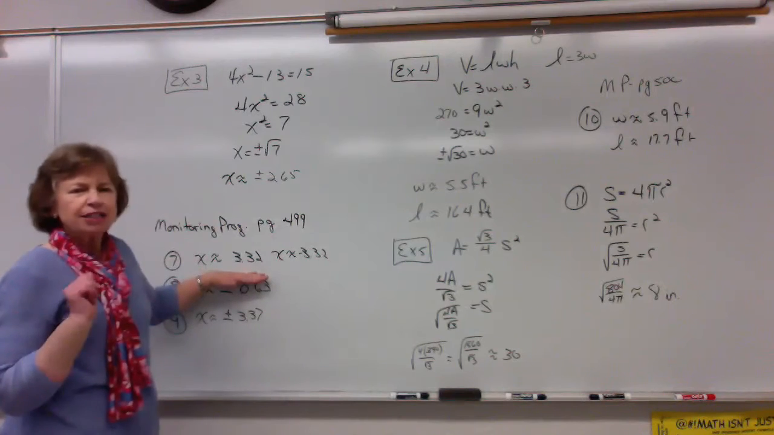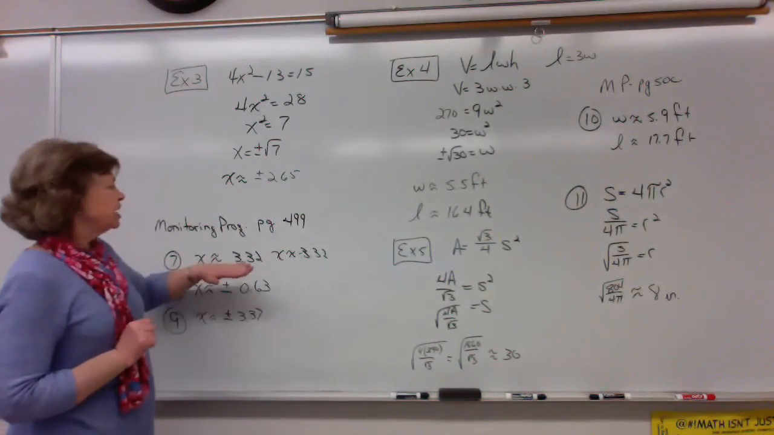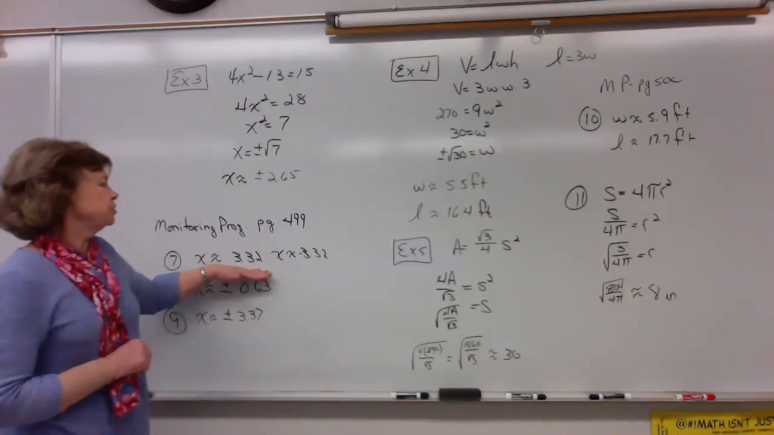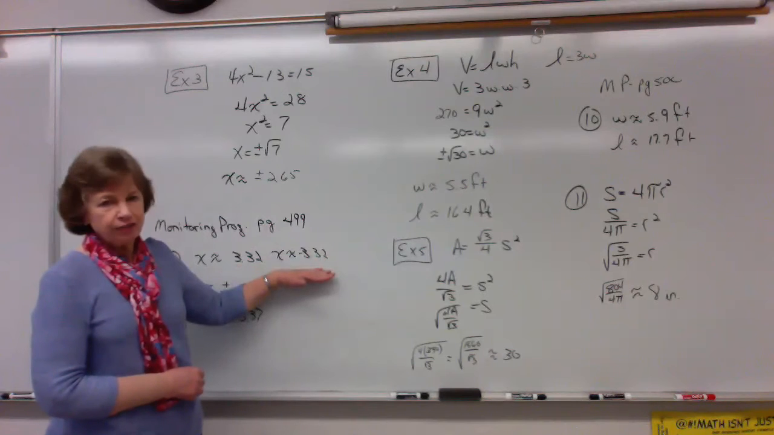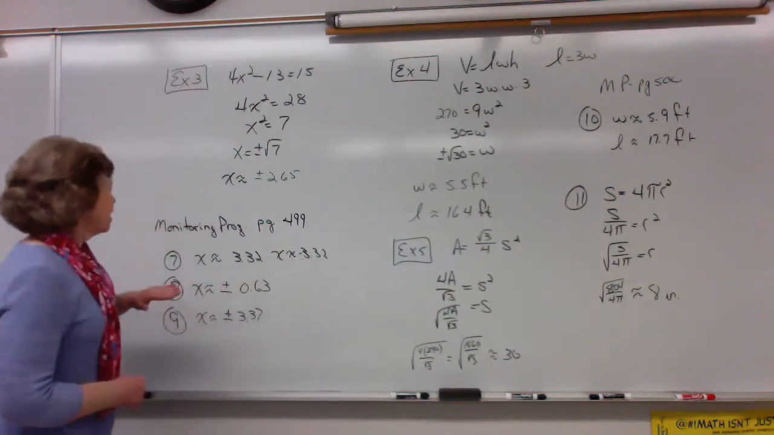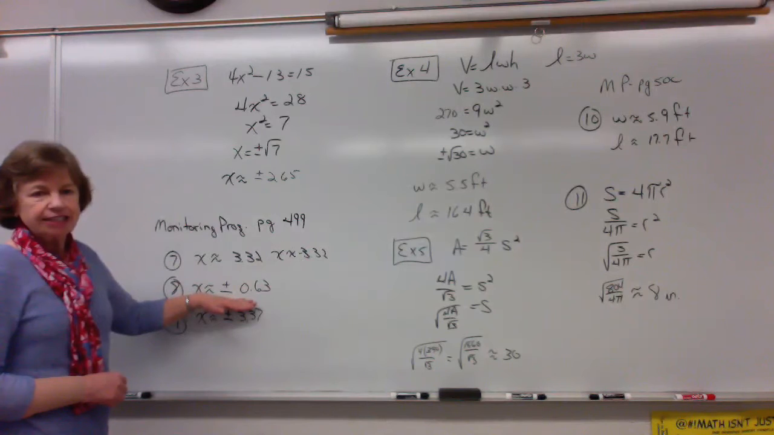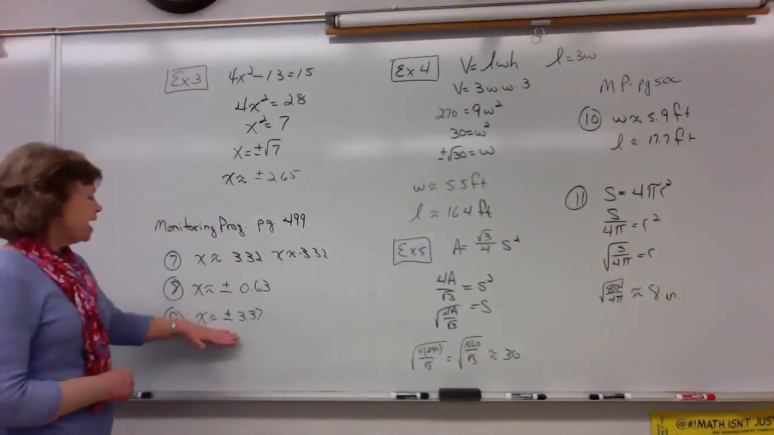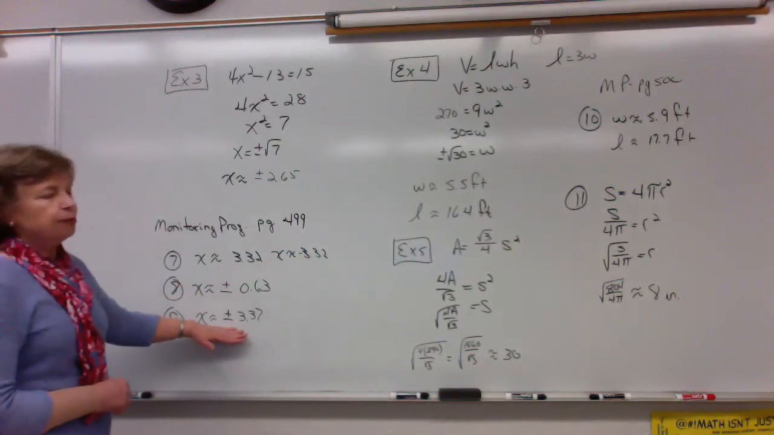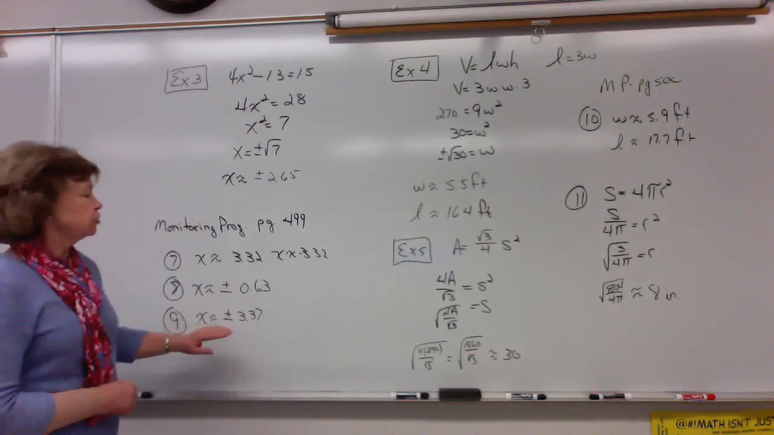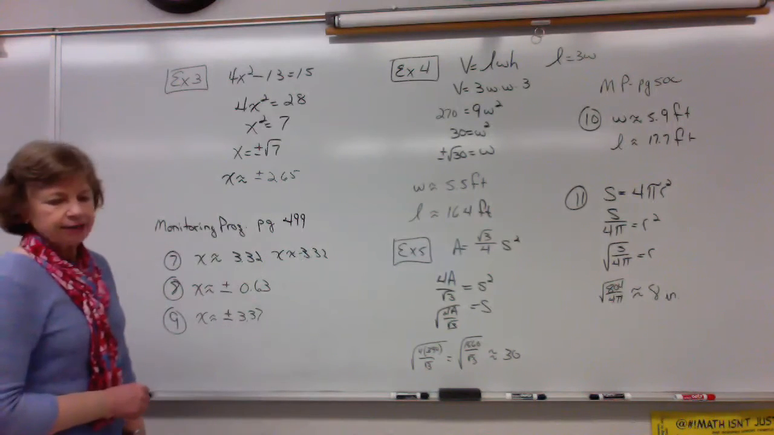So remember, plus or minus means you're getting two answers. x equals 3 and 32 hundredths, and x equals negative 3 and 32 hundredths. For number 8, x was plus or minus 0.63, so 63 hundredths. And for number 9, x was plus or minus 3 and 37 hundredths. So two answers in each case.